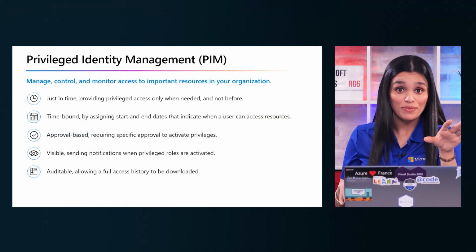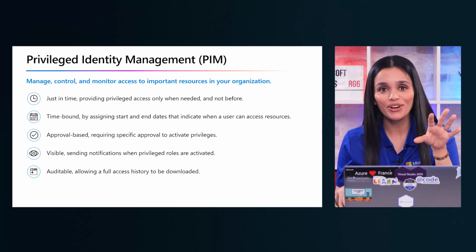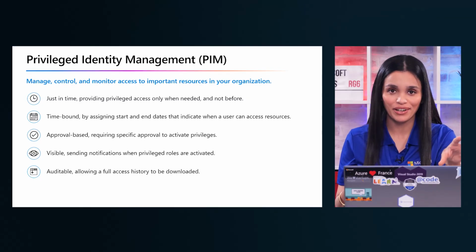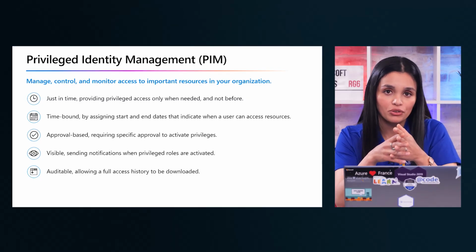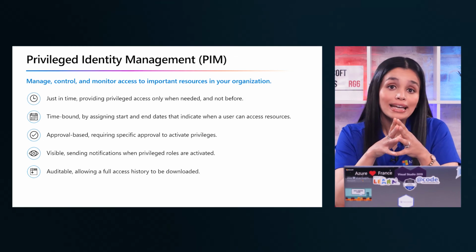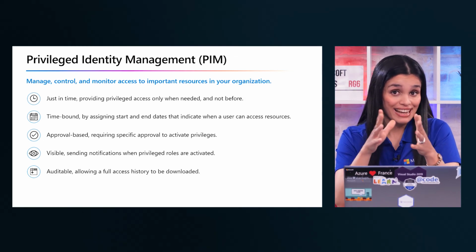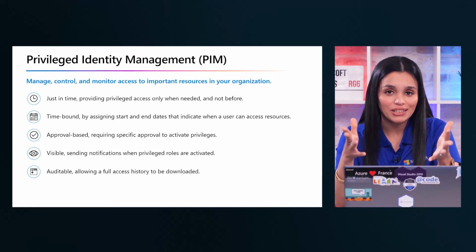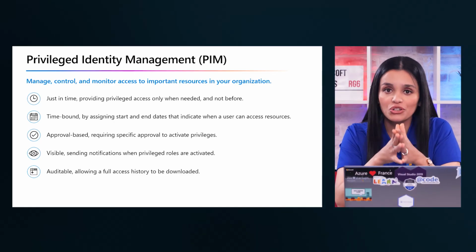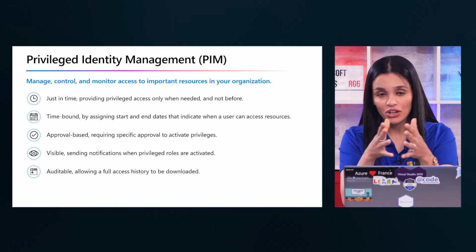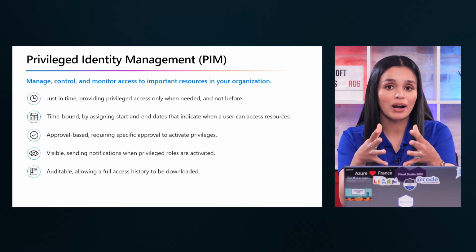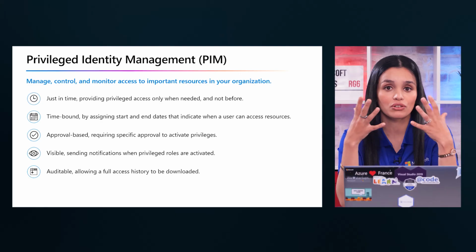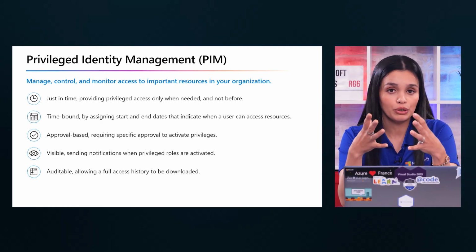Now, apart from that, we want to talk about something called Privileged Identity Management. Privileged Identity Management, or PIM for short, is a service in Microsoft Entra that enables you to manage, control, and monitor access to important resources in your organization. These include resources in Microsoft Entra, Azure, and other Microsoft Online services such as Microsoft 365 or Microsoft Intune.